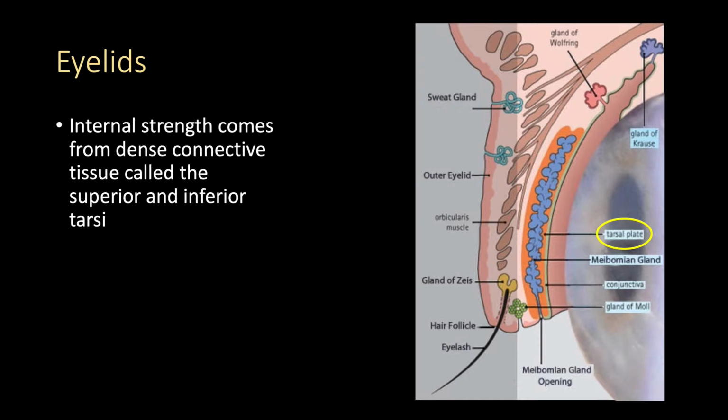You also see here that the lids are lined by a number of different glands. This will be important for you because these glands occasionally get clogged, causing hordeola or chalazions. They can also become inflamed, resulting in blepharitis.